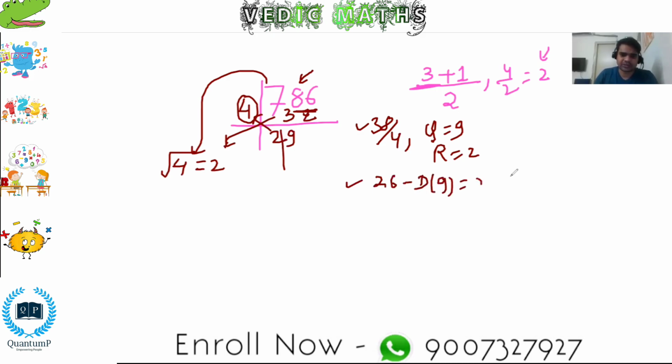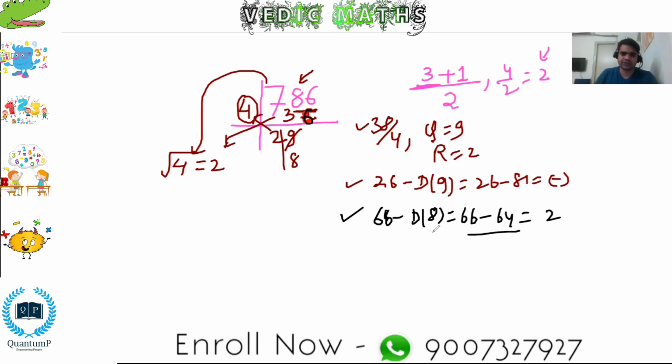Next, we can do 26 minus duplex of 9. Duplex of 9 is 81, so it's a negative number. So this 9 will become 8, and at the same time this 2 will be added to this 4, which is 6. I'll write 6. The next step, 66 minus duplex of 8, which is 66 minus 64. You see we are using duplexes. Duplex of a 1-digit number is its square, so duplex of 8 is 64. That's why I have written it.